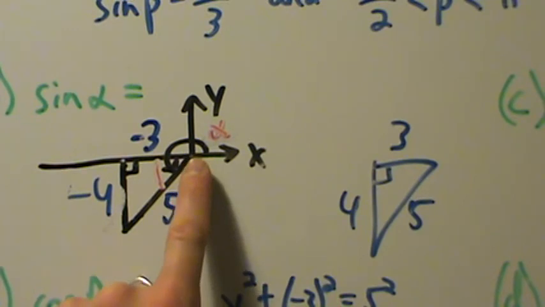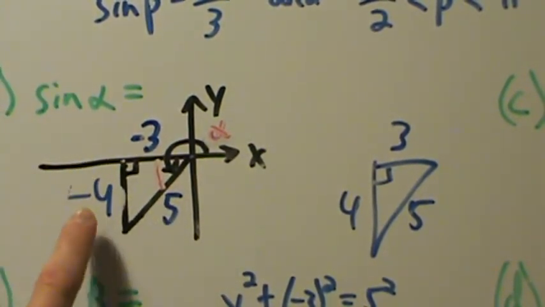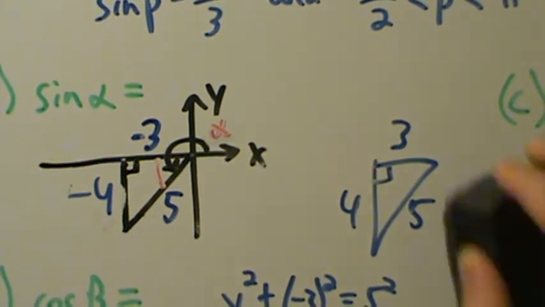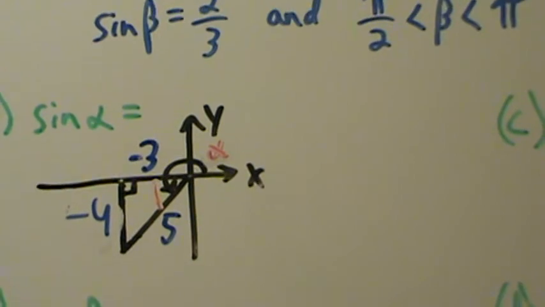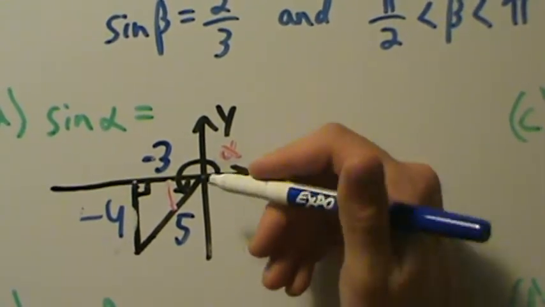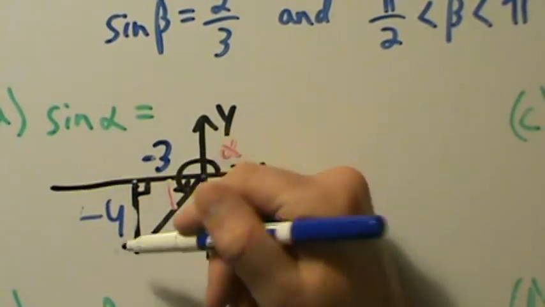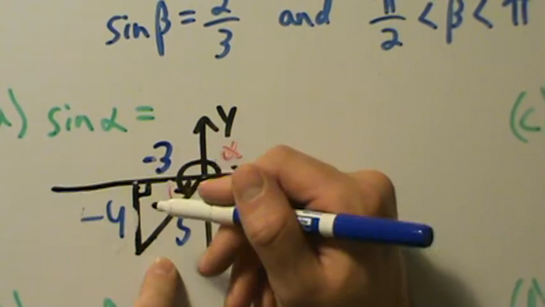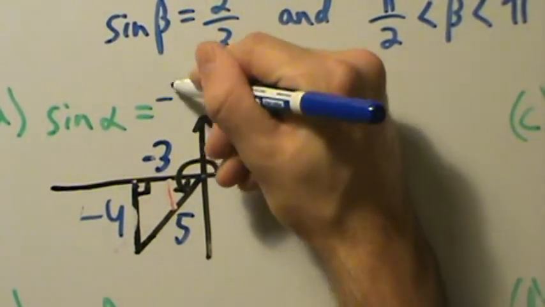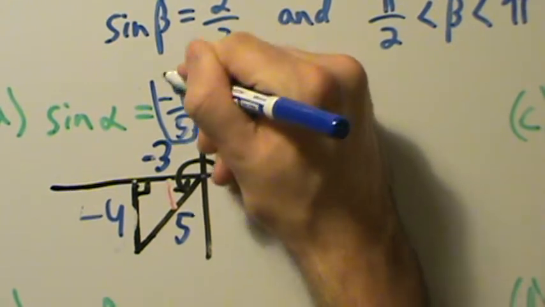So again, start at the origin, go left in the negative x direction, so -3, then go down in the negative y direction, so we have -4. So now that's going to give us the sign right away. Remember, cosine is the adjacent side divided by the hypotenuse, and sine is the opposite side divided by the hypotenuse. So we see that the sine of alpha is -4 divided by 5. That's our answer for part A.